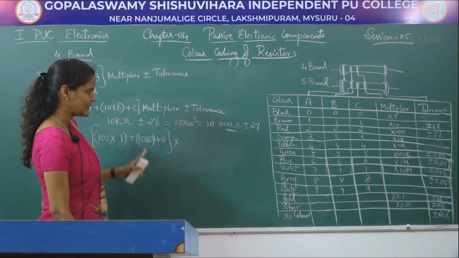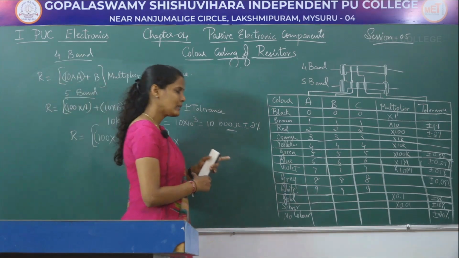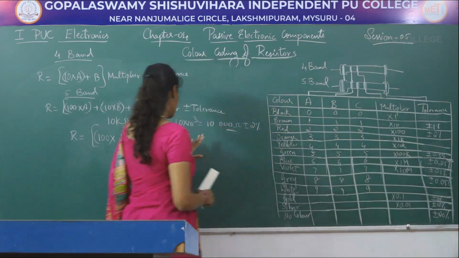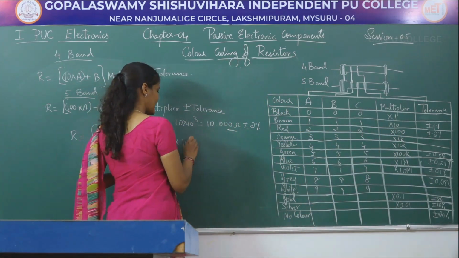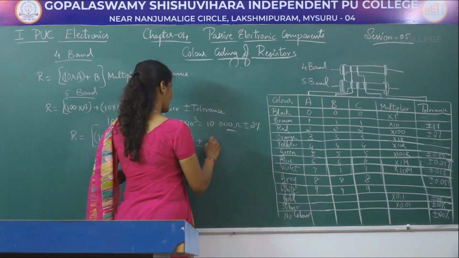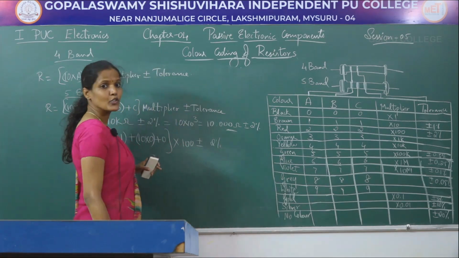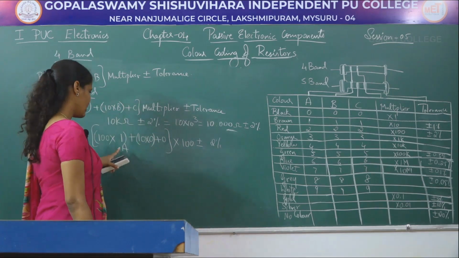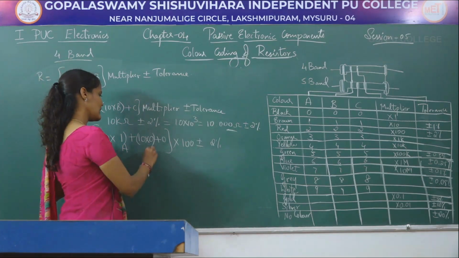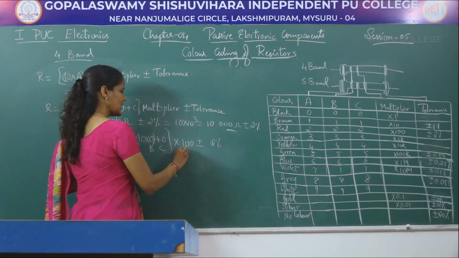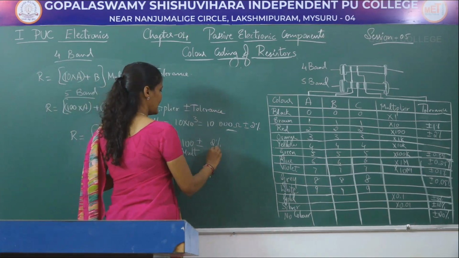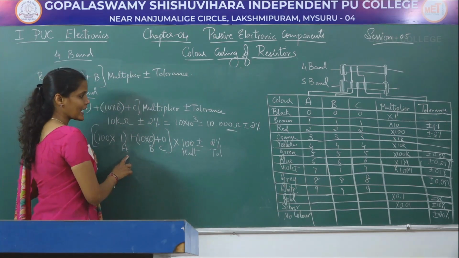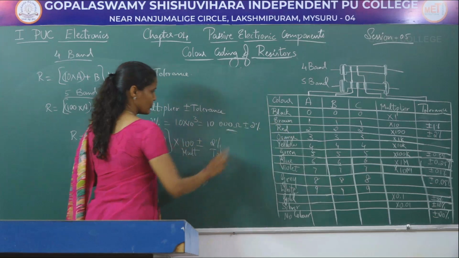So, if I am going to multiply with a multiplier whose value is equal to 100, then I will be getting this value. So, multiplier must be equal to 100 and the tolerance value is plus or minus 2%. So, this is the numerical value which corresponds to A, this is B, this is C, this is the multiplier, and this is a tolerance. So accordingly the color A will be equal to brown.